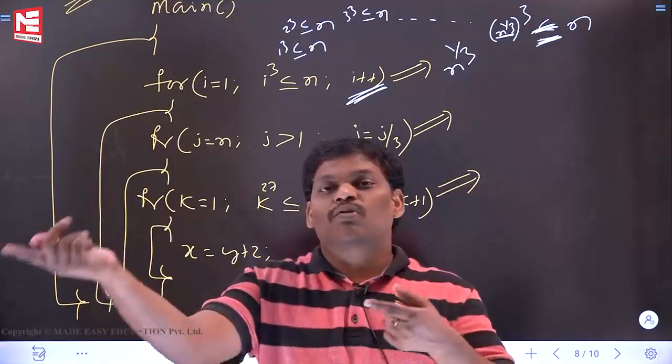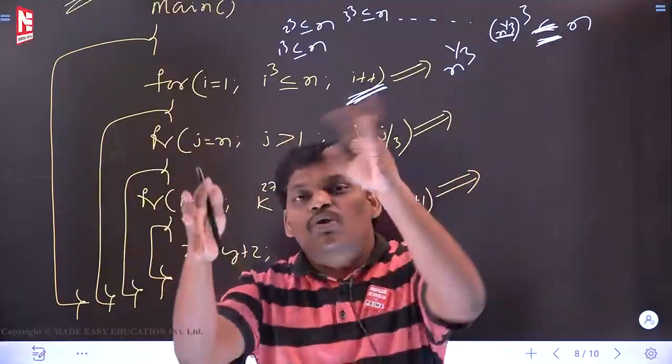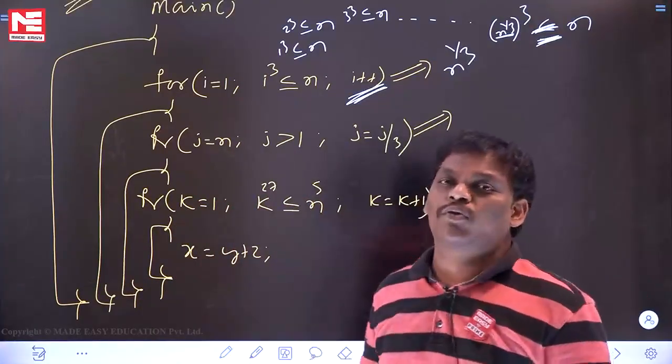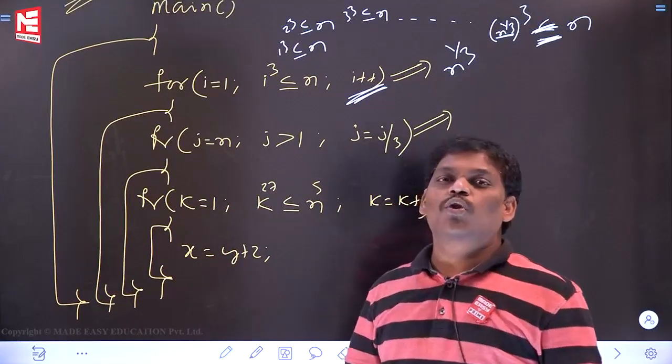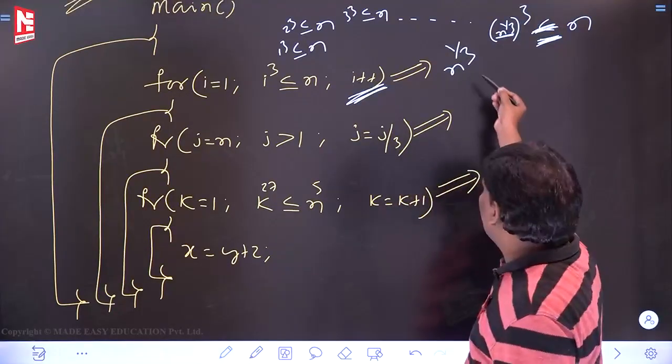So 1 cube less than or equal to n, 2 cube less than or equal to n, continue. But some number whole cube is equal to n. Which number? I think definitely that should be n power 1 by 3. N power 1 by 3 whole power 3 is equal to n, true. So the first loop is n power 1 by 3 times.